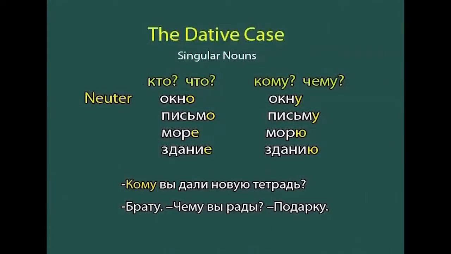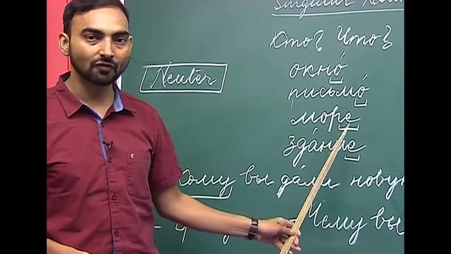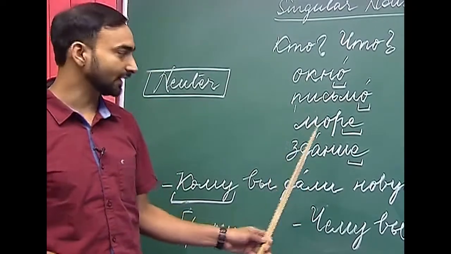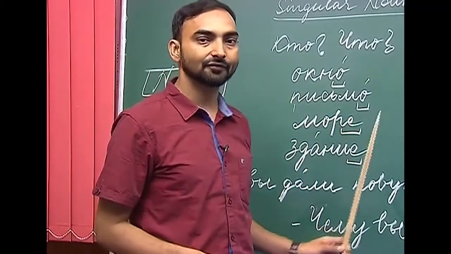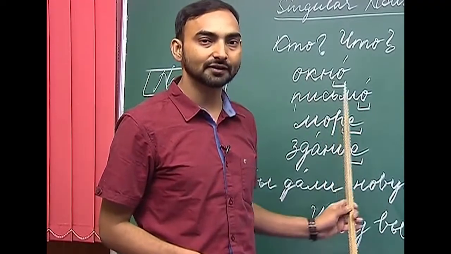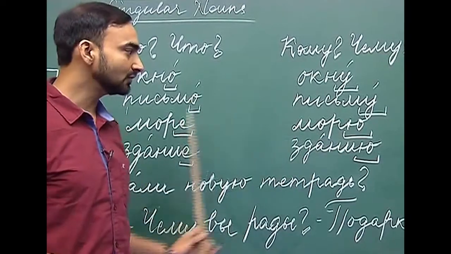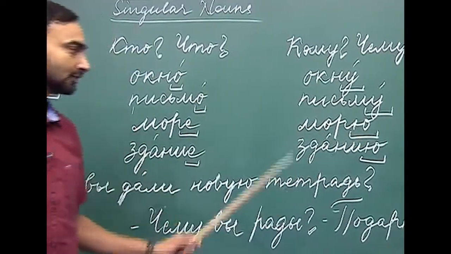Now, the third neuter gender noun we have is more. More ends with a soft vowel ye, so this is a noun with a soft ending. What happens when we have a soft ending neuter gender noun in the dative case? This ye is replaced with the soft vowel u. Ye, you, more, more you.